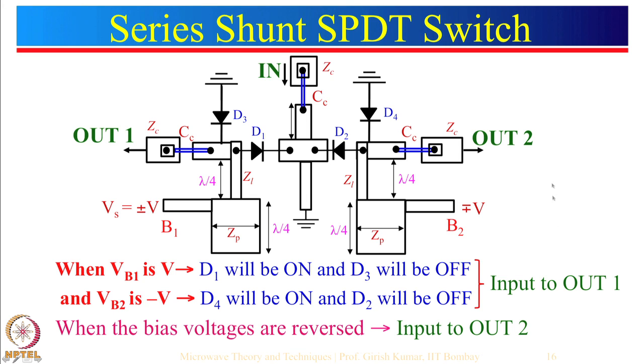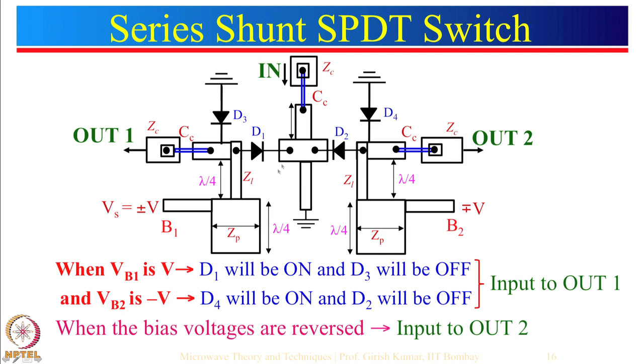So, here is a microstrip version of series shunt SPDT switch. So, let us just look at this carefully. So, input is coming from here, you can see that when input is coming over here, there is a coupling capacitor. This coupling capacitor is provided to block the DC voltage, and then from here input comes over here. Now this input can go to output 1 or it can go to output 2, depending upon what are the conditions for the diodes.